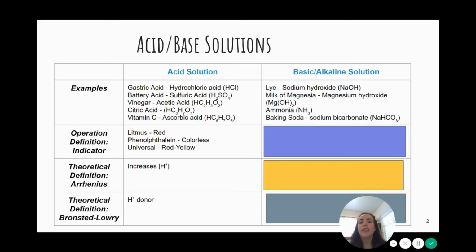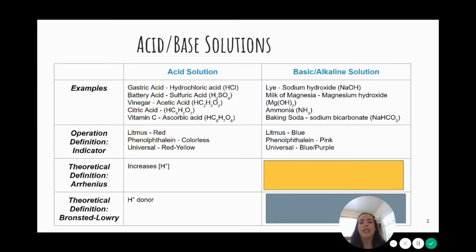Now, as far as our indicators, it is the opposite. And I just realized I made a mistake, you guys. I am so sorry. When I talked about acidic solutions, I said that phenolphthalein will turn it pink. It's colorless. So if I add a drop of phenolphthalein to an acidic solution, it actually remains colorless. It's when I add it to a base that it turns pink. I'm so sorry for that confusion. What I have written down on the slides is correct.